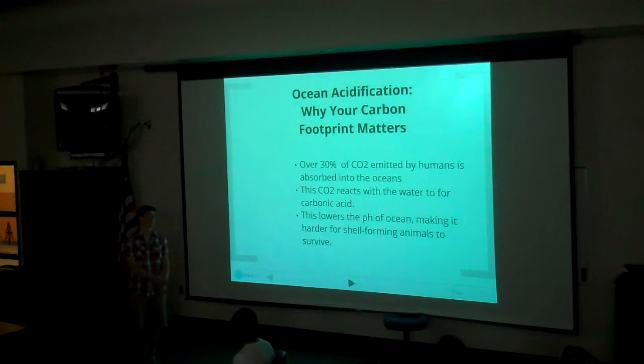And that happens because a lot of the carbon dioxide emitted by humans is absorbed into the ocean. The CO2 reacts with the water, chemistry stuff, and makes carbonic acid. And so the ocean gets more acidic, and it makes it really hard for animals like coral to survive, because they create their shells with limestone, which acid deteriorates. So polyps, or coral, can't form their shells, they can't form the reefs, and they can't expand, so it really hurts coral reefs.